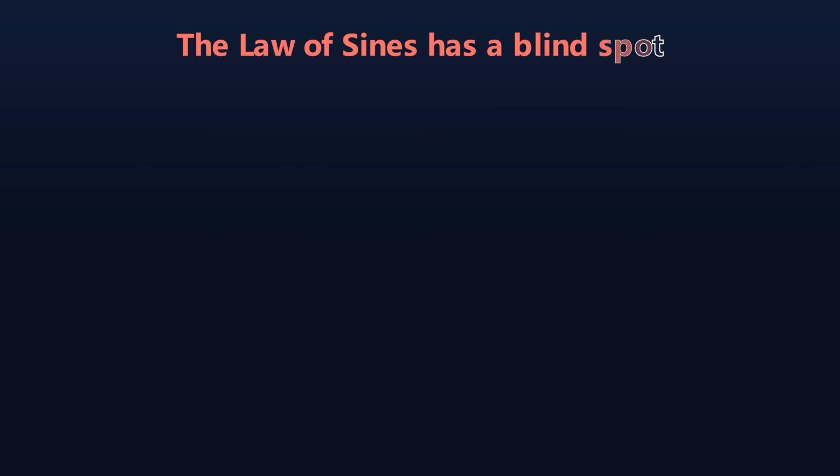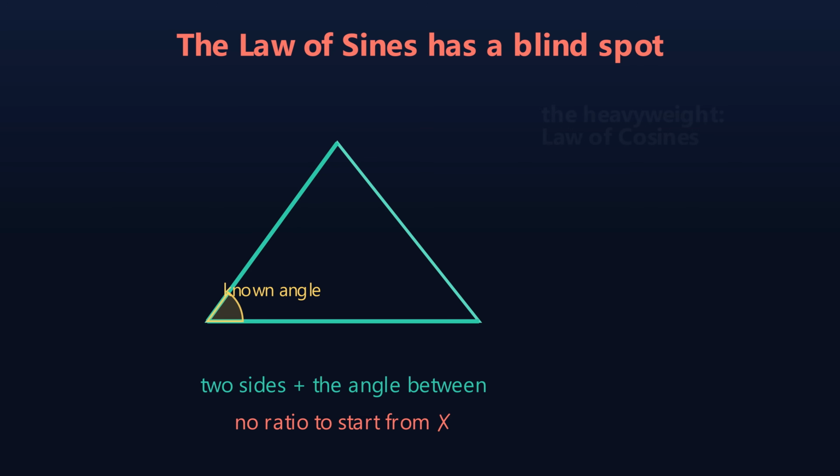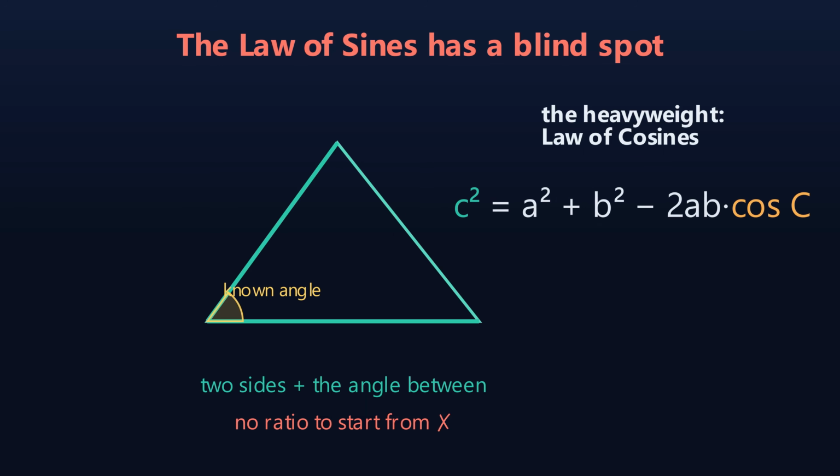If you know 2 sides and the angle squeezed between them, with no matching angle and side to start from, it simply can't get going. For that, we need the heavyweight, the law of cosines. It says the square of one side equals the sum of the squares of the other 2, minus twice their product, times the cosine of the angle between them.